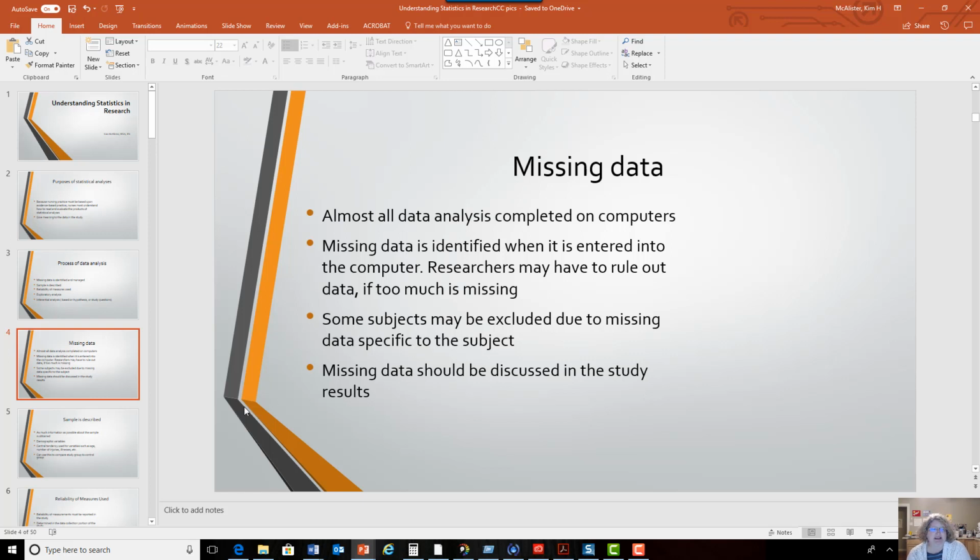So any missing data that you have, because everybody has missing data, any data that's missing has to be explained in the results of the study.